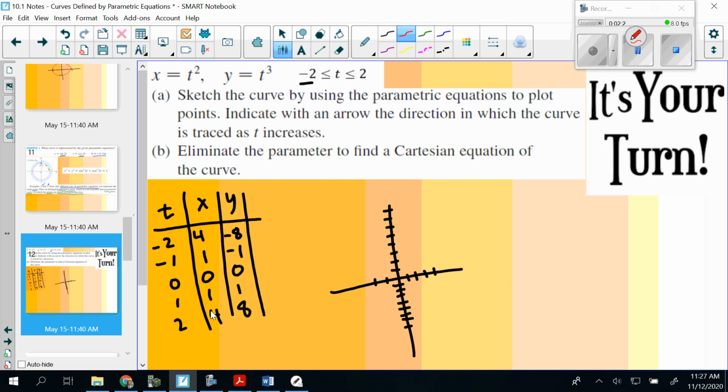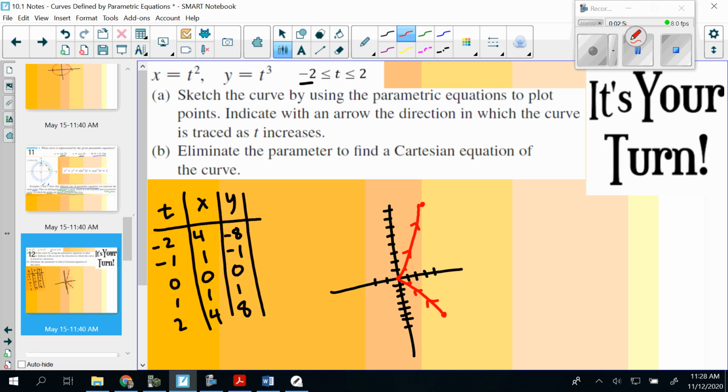So our first point would be 4, -8, which is down here. Next one's 1, -1, right there. We got 0, 0. We got 1, 1, and we got 4, 8 up here. And since we started with that point, that's our initial point. That's our terminal point up here. And we are moving this direction, so indicate the direction it was moving. And that's the sketch of our parametric equation.